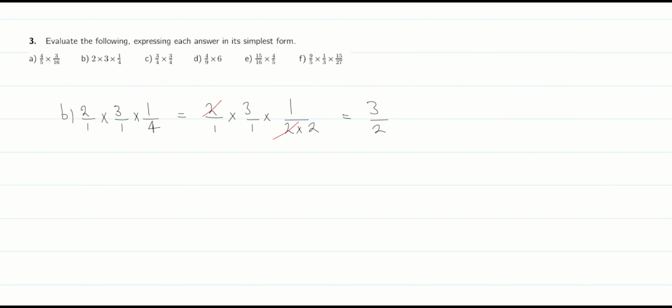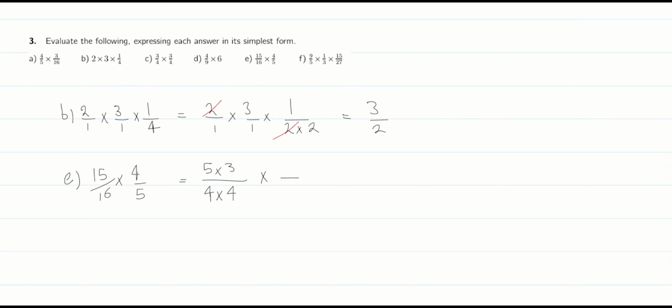Now, let's solve another example. Let's say that we want to solve e in here. We have 15 over 16 times 4 over 5. Before actually proceeding with the multiplication part, we want to see if we can simplify them. In order to simplify them, instead of 15, I'm just going to write 5 times 3, and instead of 16, I'm going to write 4 times 4.